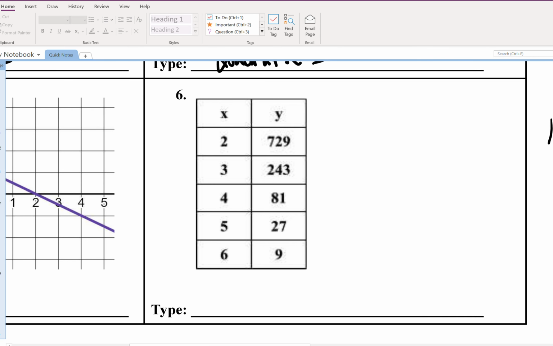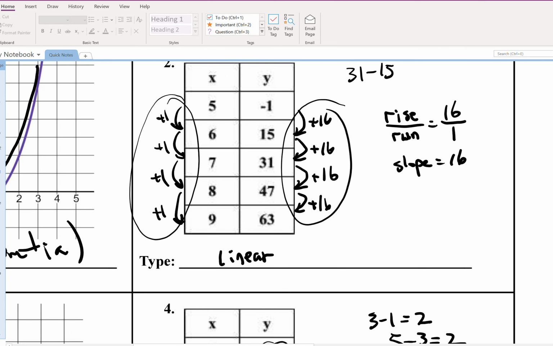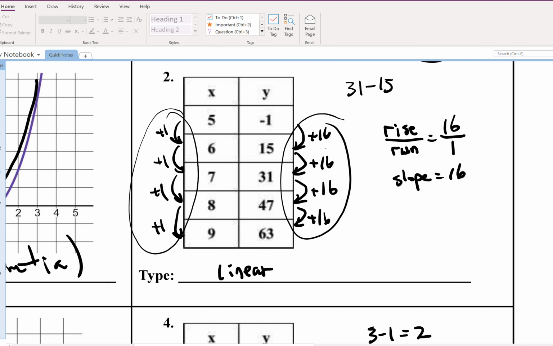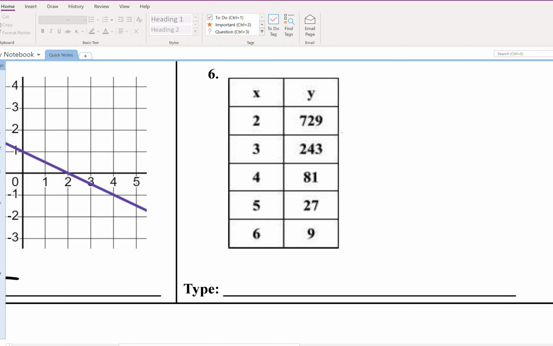Like if you look at this table value up here, the difference here is plus 16, plus 16, plus 16. So those are linear. But here, I can see that it's not linear. And so it might be exponential. And if it's exponential, instead of subtracting, I'm going to divide. So I'm going to take this 243, I'm going to divide by 729 just to see what I get.